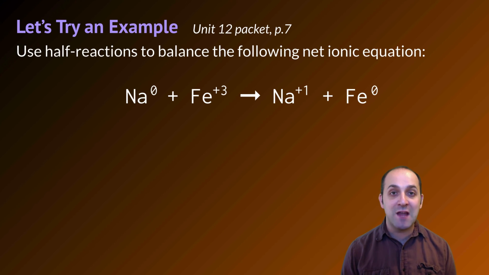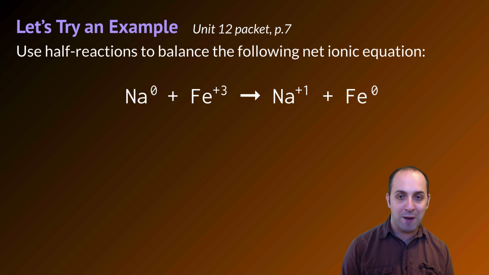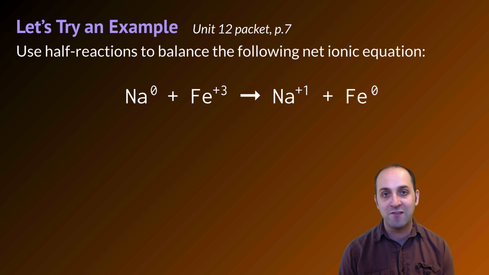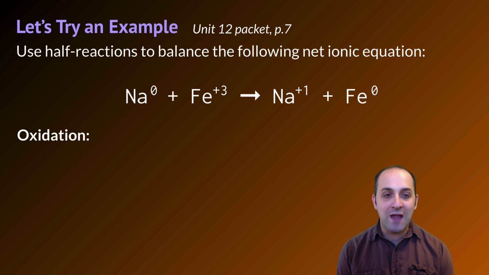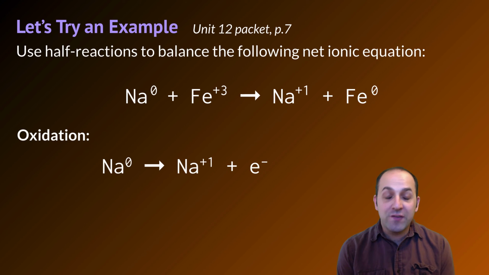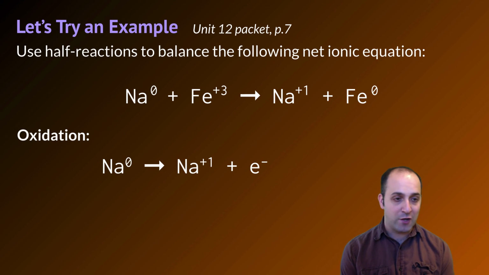If you didn't pay attention to the charge, you might think that this is already balanced because we have one sodium in our reactants, one in our products, one iron in our reactants, and one in our products. But that is not correct. Charge has to be conserved. So let's look at the oxidation reaction first. It looks like this. Na0 yields Na+1 plus 1 electron.